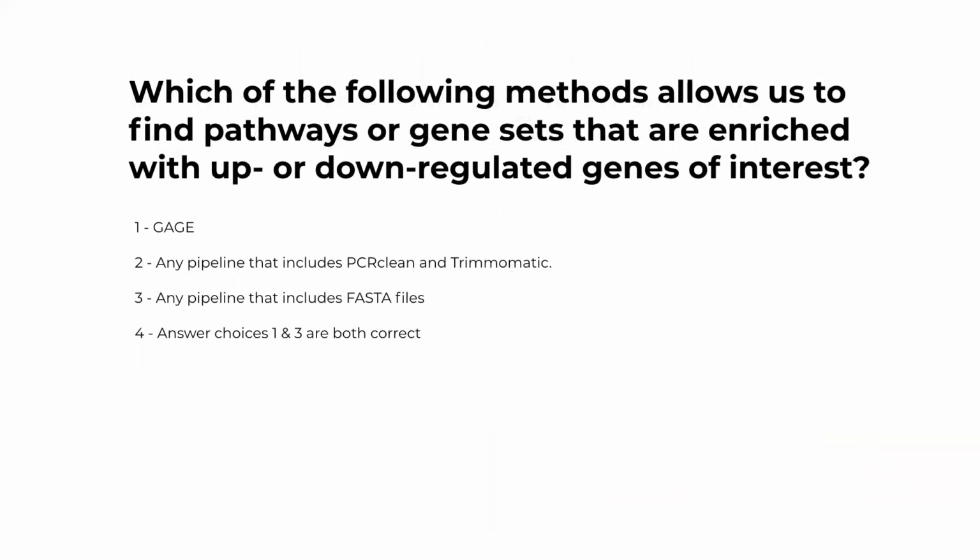So let's try one more. It says, which of the following methods allows us to find pathways or gene sets that are enriched with up or down regulated genes of interest? The answer choices are GAUGE, any pipeline that includes PCR clean and Trimmomatic, any pipeline that includes FASTA files, or a pipeline that includes FASTA files and then includes GAUGE. I don't think any of you are fooled. The correct answer here is going to be GAUGE.